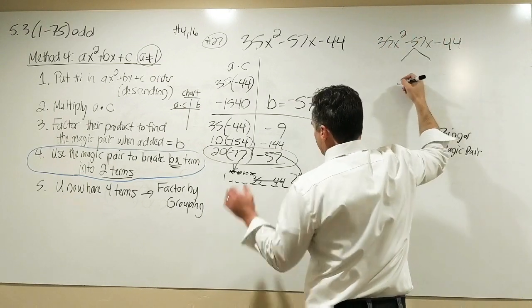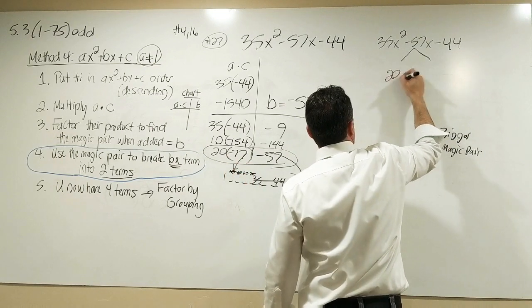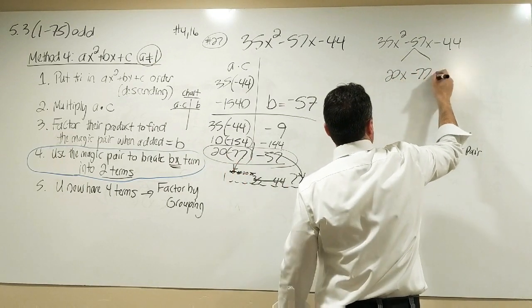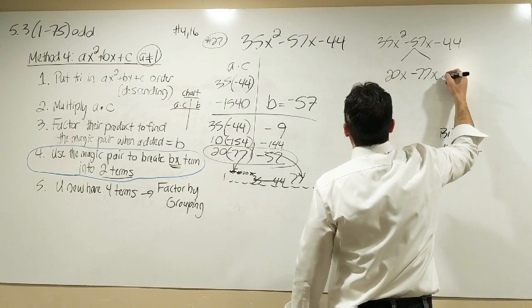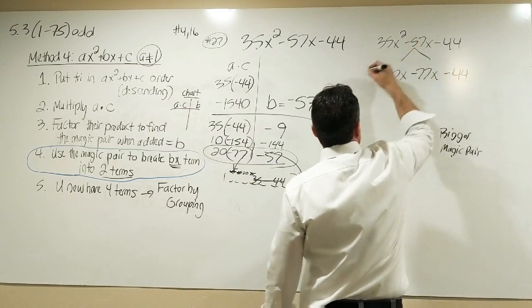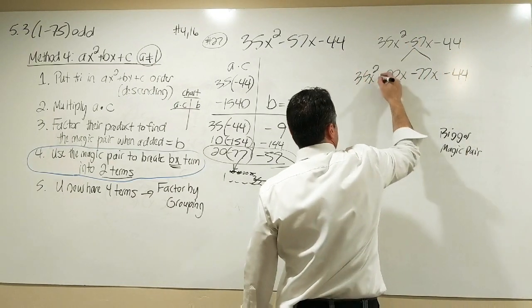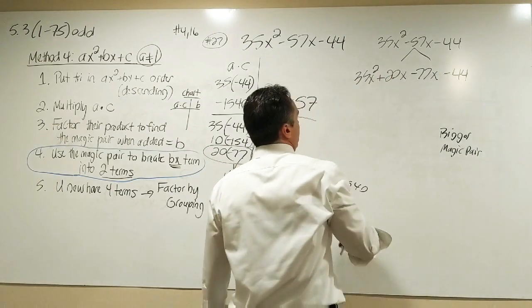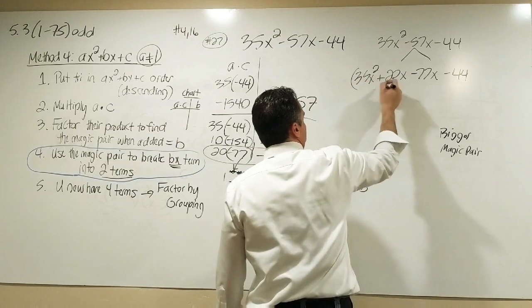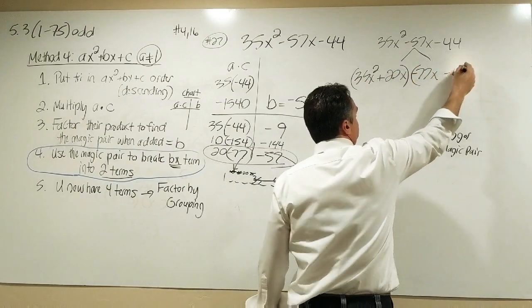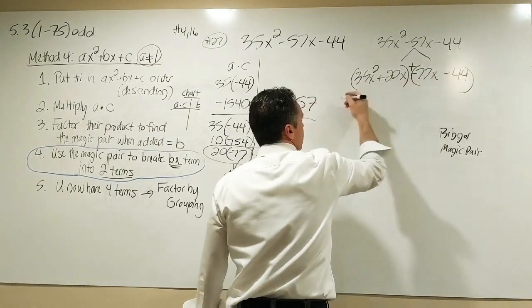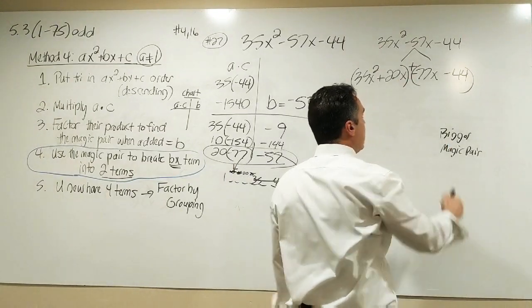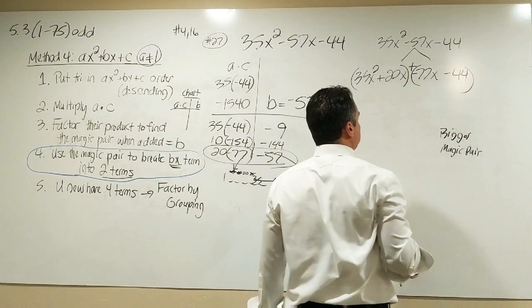We're going to break this up into two terms. We're going to call that 20x and negative 77x. We're going to drop down the negative 44. We're going to drop down the 35x squared. This is a plus because that's positive 20x over here. Okay, and then we're going to put a parentheses around these, put a parentheses around these, put a plus in between. I took a little shortcut there. Did you notice that? Always a plus in between though, and this negative goes with it.